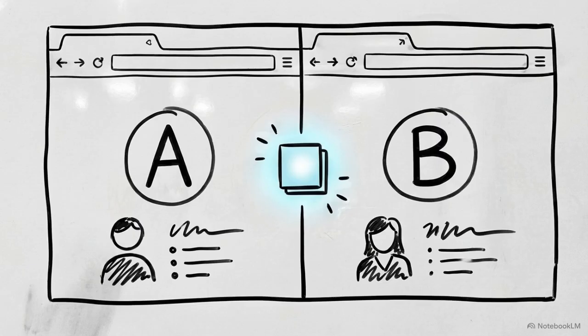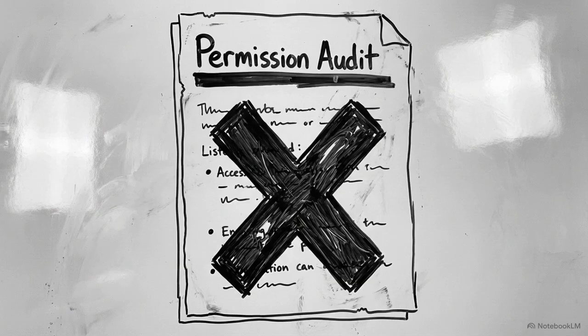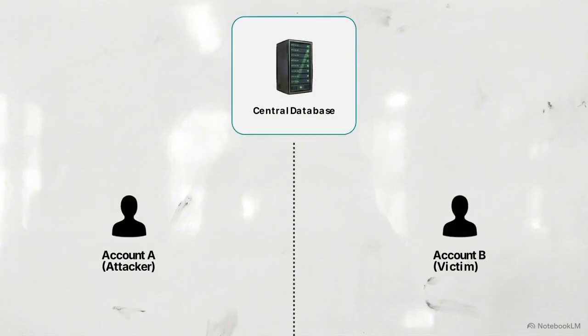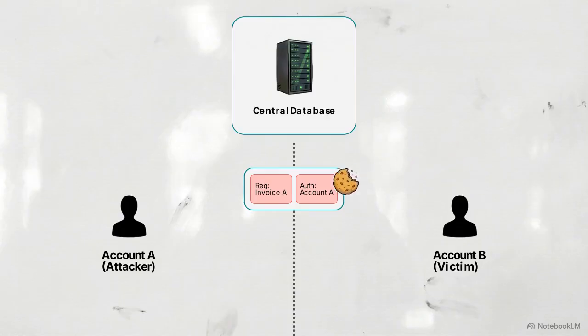To verify these flaws without the risk of false positives, security professionals use the two-account test. This method provides definitive proof that authorization logic is failing. We set up two isolated sessions. Account A is the attacker, account B the victim. The attacker generates a private request, like viewing an invoice, captured before reaching the server. Next, we swap the session cookie, placing the victim's token into the attacker's request.